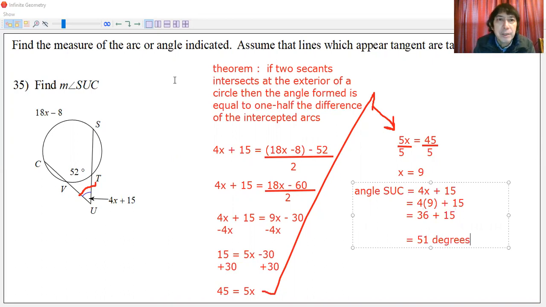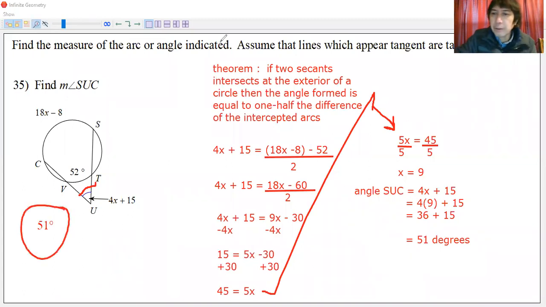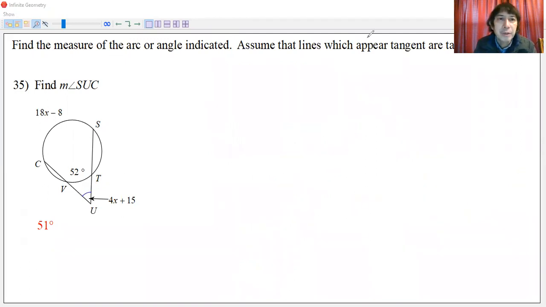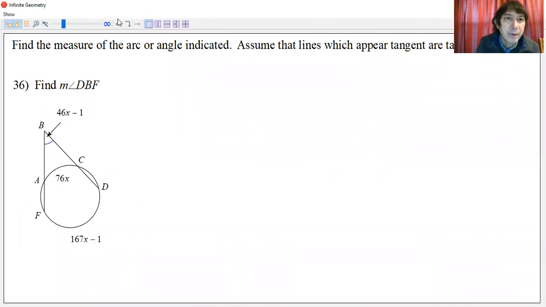There, 51 degrees. Is this the answer? Check. Yes, it's the answer. So this must be the right answer. All right, so we're going to the last question. Let's clear this number, proceed to the next. All right, the last number, 36.